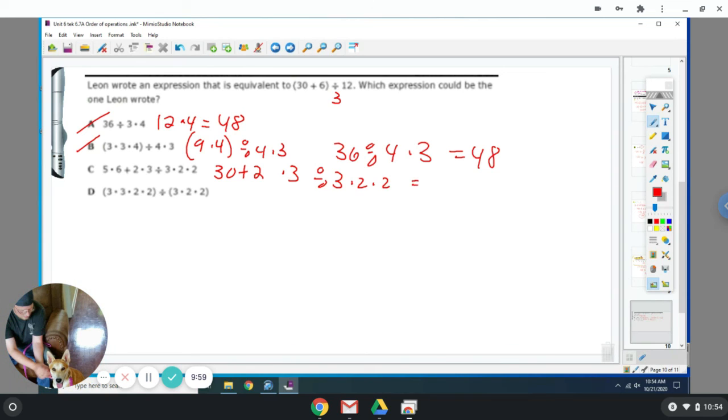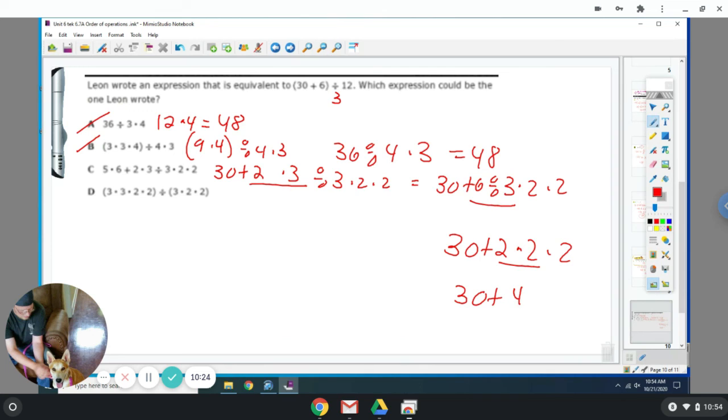So 30 plus 2 times 3, and 2 times 3 is 6. So now we have 30 plus 6 divided by 3 times 2 times 2. Now we're going to do 6 divided by 3, which is 2, times 2 times 2. So 2 times 2 is 4, and then 4 times 2 is 8. Now we have 30 plus 8, which is 38. So it's not correct.